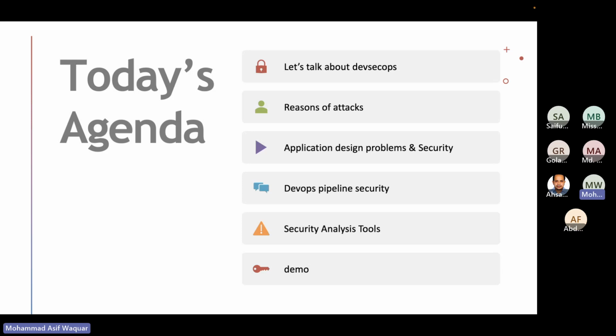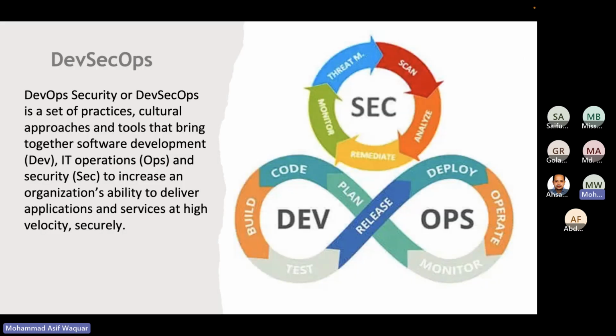and then we'll see in today's world for the applications, what are the reasons of attack and what are the application design problems. Because this session is more focused on application security, we'll see how we can mitigate application design problems and security. Then we'll go on to DevOps pipeline security, and we'll see some security analysis tools available. And at the end of the session, we will see a demo of how we can secure our connection strings and how we can build automated DevSecOps pipelines with the help of Azure DevOps and Microsoft Azure Key Vault.